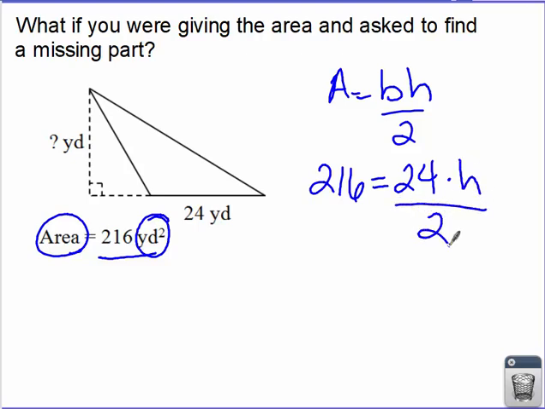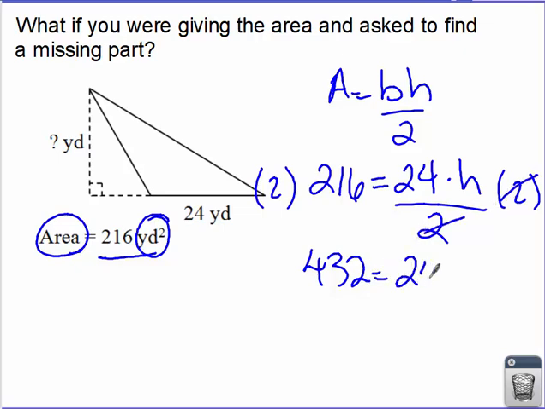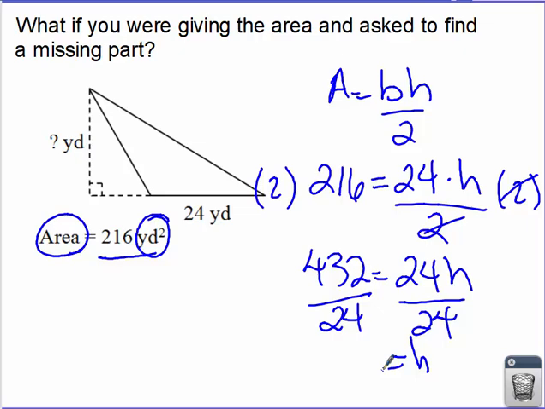And now all we have to do is use our algebra to solve. So we start by getting rid of the divide by 2. We do that by doing a multiply by 2. And if I do it to one side, I have to do it to the other. And I end up with 432 is equal to, and these 2's go away, 24h. Then I divide both sides by 24. And h is equal to, or the height is equal to, 432 divided by 24. And you end up with 18. And in this case, it would be 18 yards.